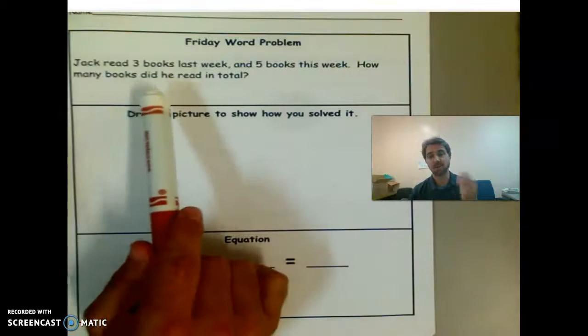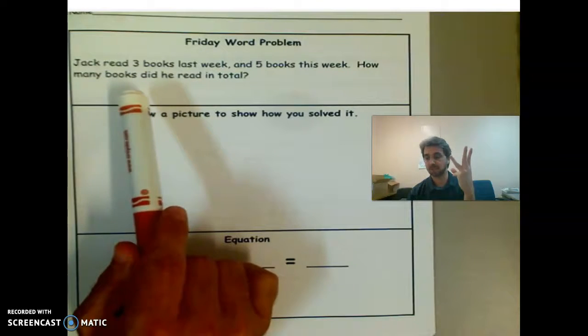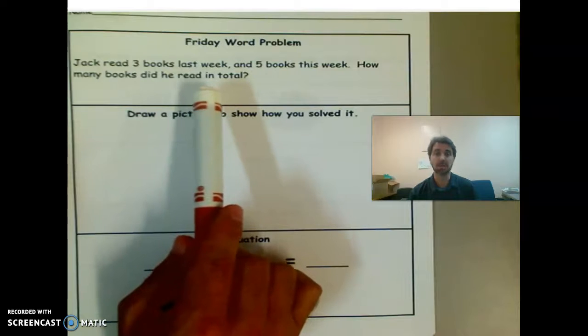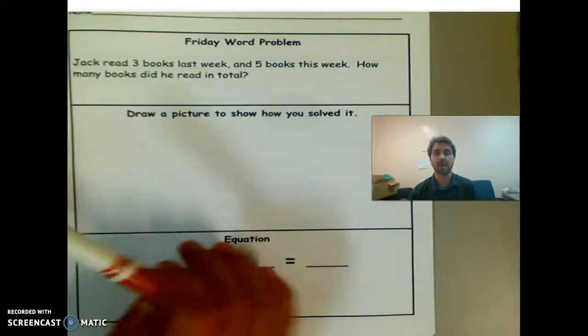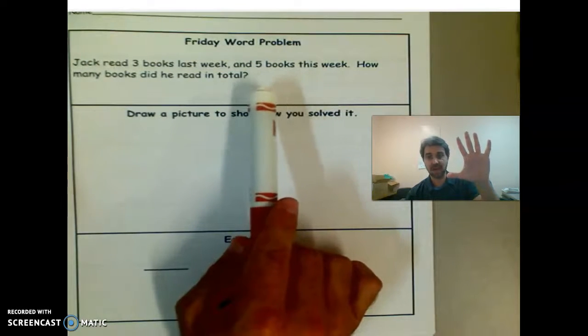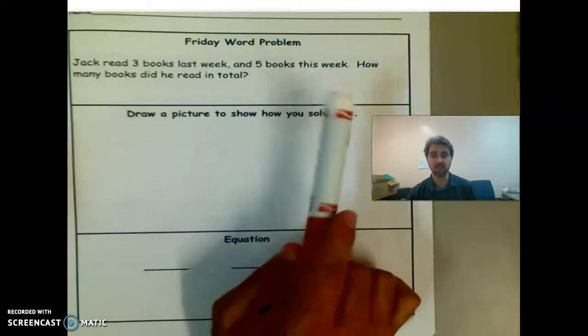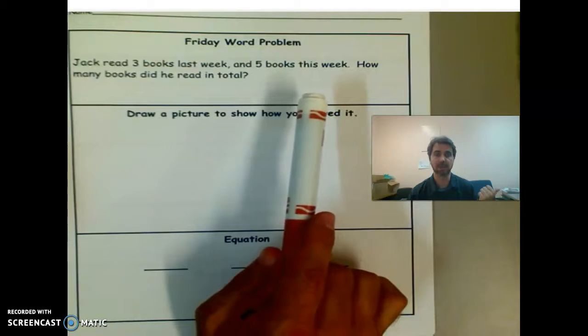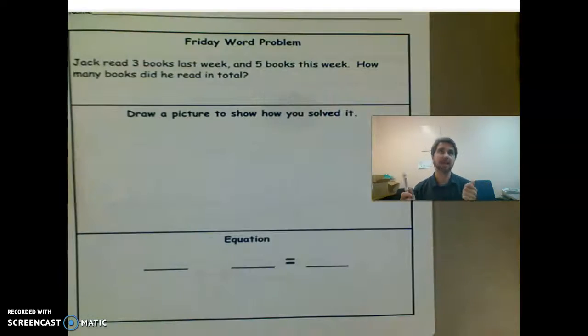Jack read 3 books last week. Good for him. And 5 books this week. So he read 3 books last week, and this week he read 5 books. I'm visualizing him sitting in bed, reading. He's a good reader. Maybe he likes Pete the Cat or one of those books.